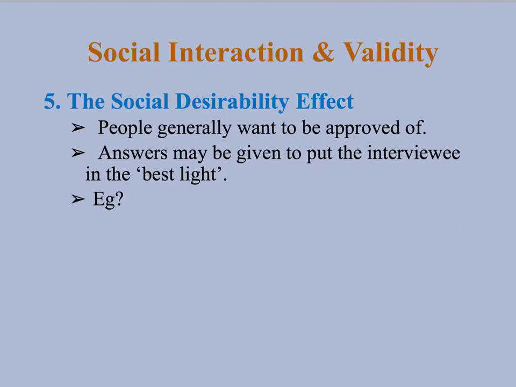Social desirability effect is very similar to what we call the Hawthorne effect in observation. Essentially, this really will affect the validity when people generally want to be approved of. Nobody would answer a question about racism, for example, if the interviewer was asking, how do you feel about racism? And no one would say, oh, I think it's brilliant, I think it's the way forward, because they know that's not socially desirable. And as a result, the answers may be given to put the respondents in the best light, like, there was that one time when I might have been a little bit racist, but I was really, really drunk and everybody else was doing it, for example.